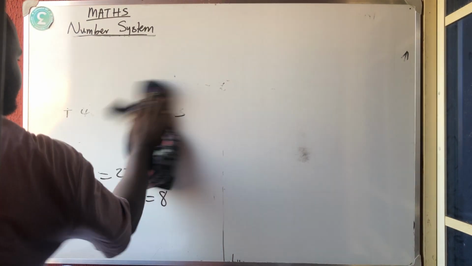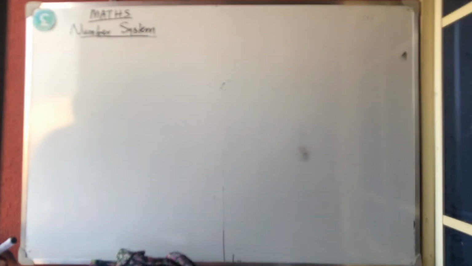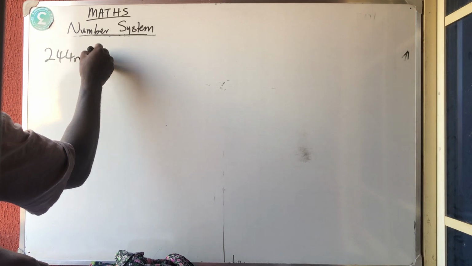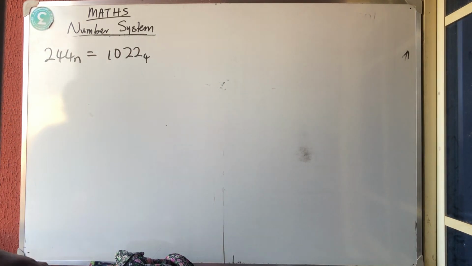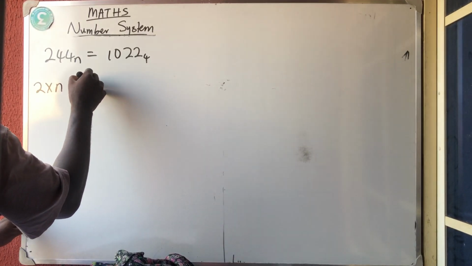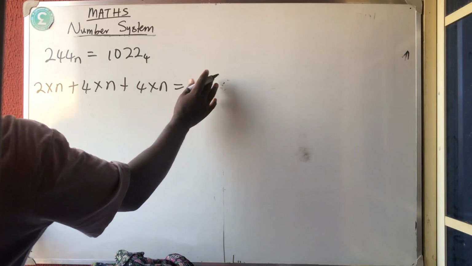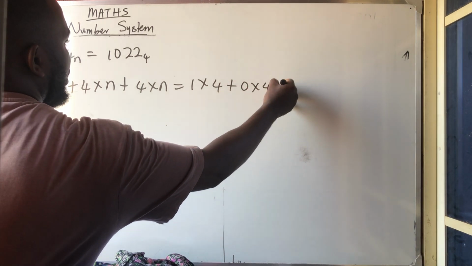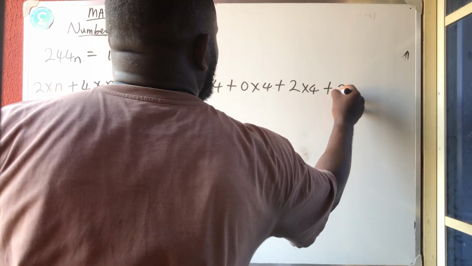So let's go into the one that will lead to maybe a quadratic equation. So I have 244 base n is equal to 1022 base 4. Okay, so let us find this. So I'm having 2 times n squared plus 4 times n plus 4 times n to the power 0 is equal to 1 times 4 cubed plus 0 times 4 squared plus 2 times 4 plus finally 2 times 4 to the power 0.